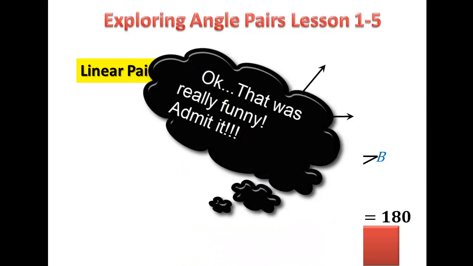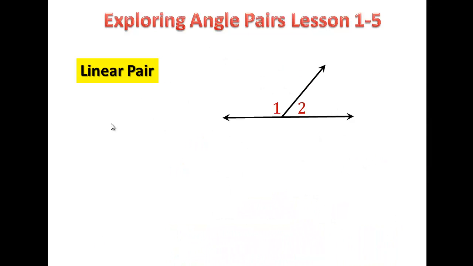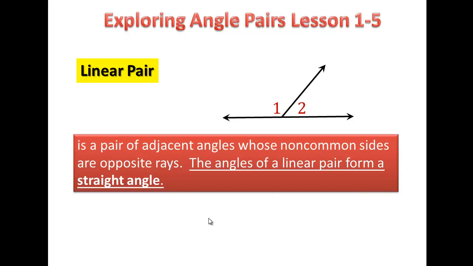Linear pair is the next pair of angles that we're going to look at. But first, let's look at the word linear. Linear means line, so it makes sense that we're going to have a pair of angles that form a line. Angle 1 and angle 2 are a linear pair. Let's look at the definition. A linear pair is a pair of adjacent angles whose non-common sides are opposite rays.